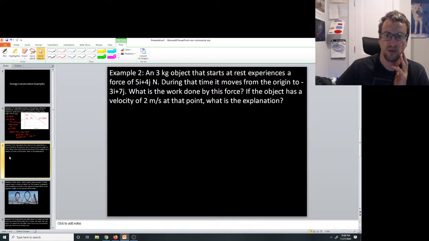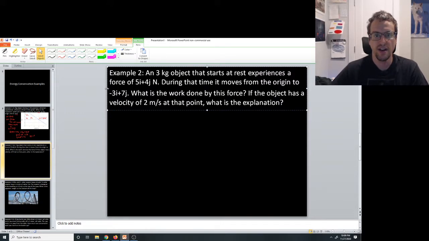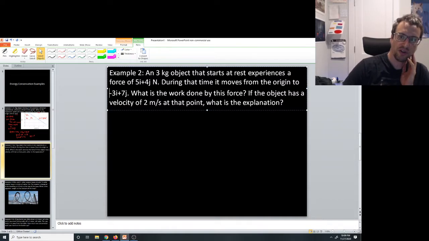Our second example, we have an object that starts at rest, again experiencing a force of 5i plus 4j. So this is vector notation of the force. And during that time, it moves from the origin to negative 3i plus 7j. So this is its position. What is the work done by this force? So we'll start with the first one there.